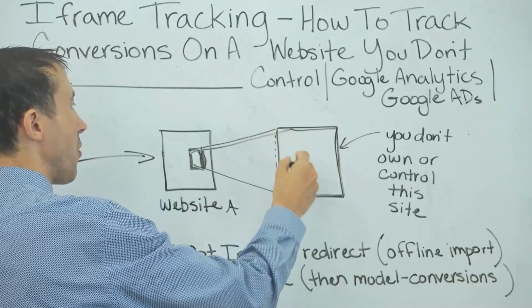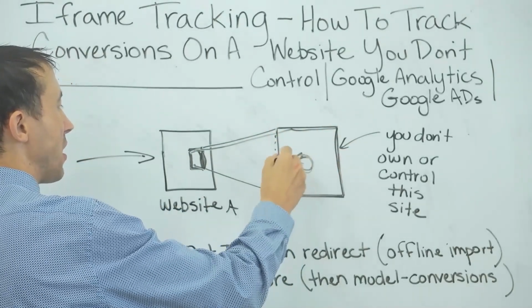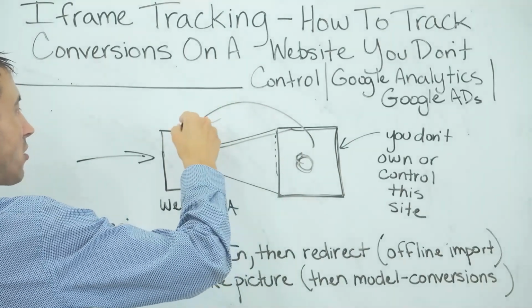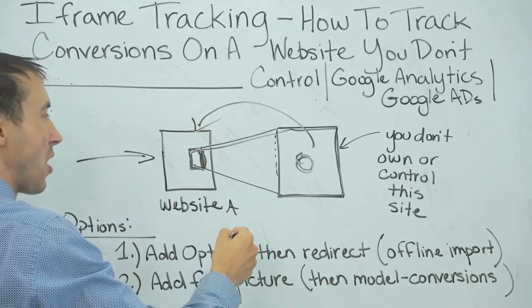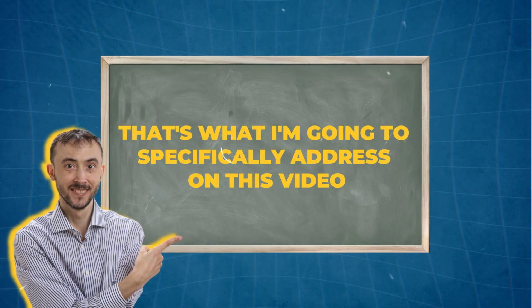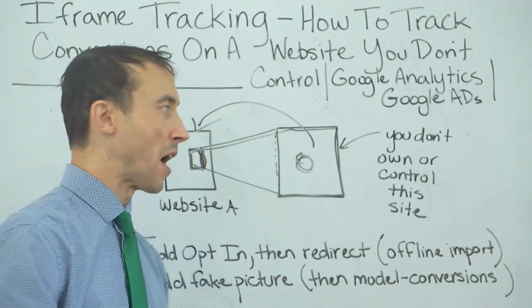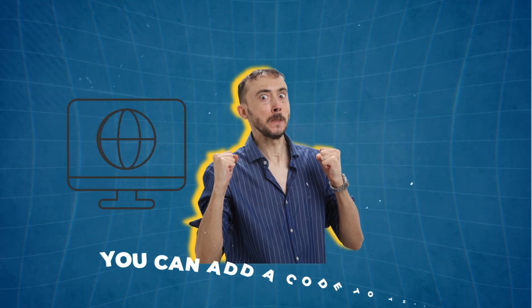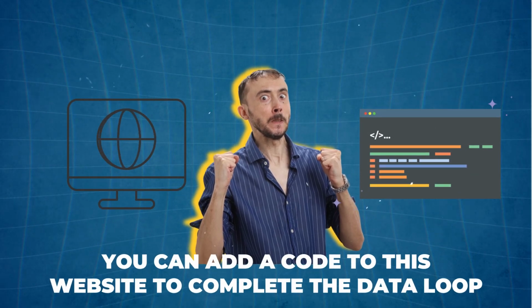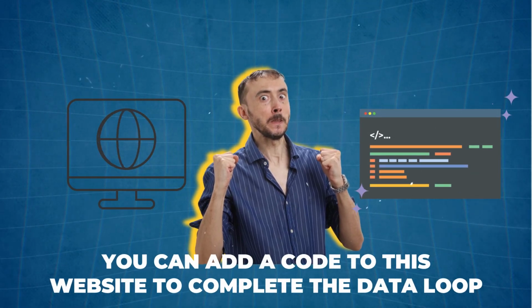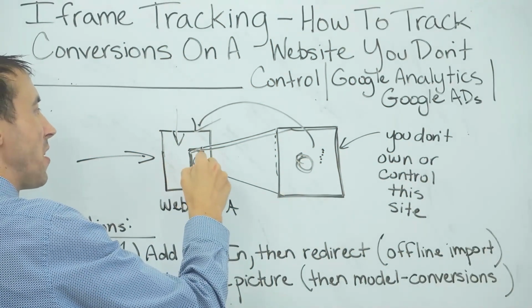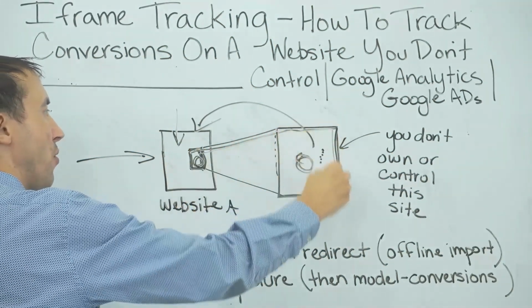How do you get what happens on this website over here to be pulled into the Google Analytics tracking or Google Ads tracking that's on your primary website that you're driving traffic to? That's what I'm going to specifically address in this video. There are a lot of other videos about iframe tracking that assume that you own this website. You can add code to this website to complete the data loop between what happens on the primary website and what happens within the iframe, which is on a whole different website.